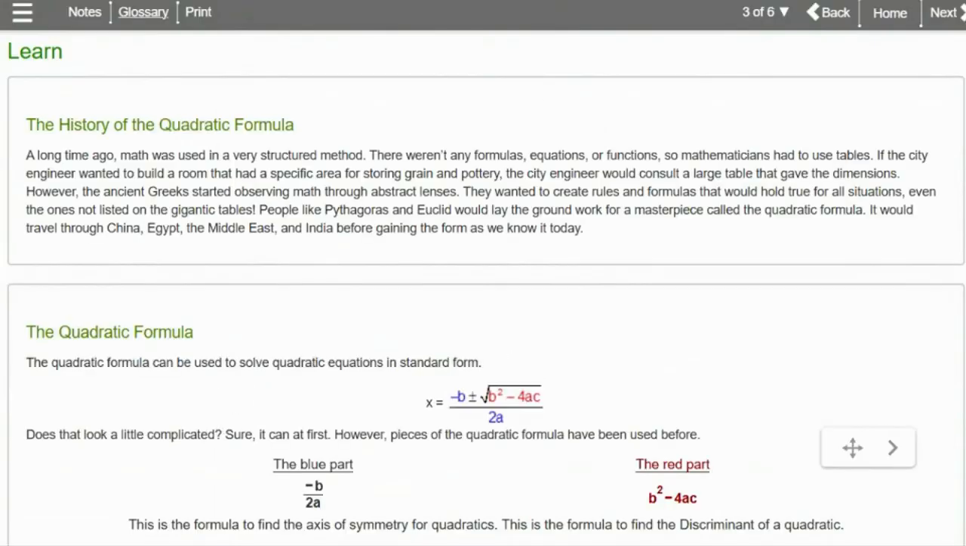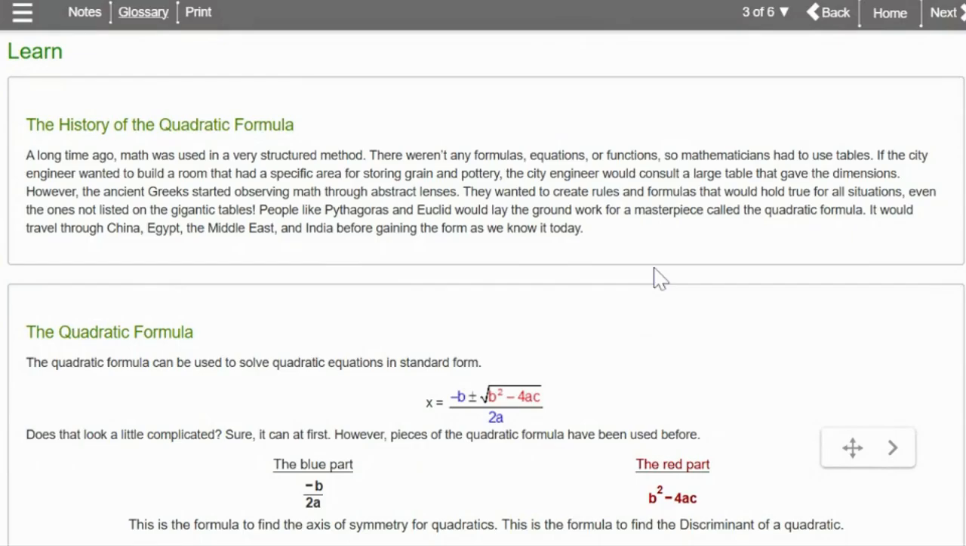The history of the quadratic formula. So this is great. I got a video on this. I'll have to put it in the Google Classroom. But a long time ago, math was used in a very structured method. There were not any formulas. There were not any equations. There were no functions. So mathematicians had to use tables for everything.